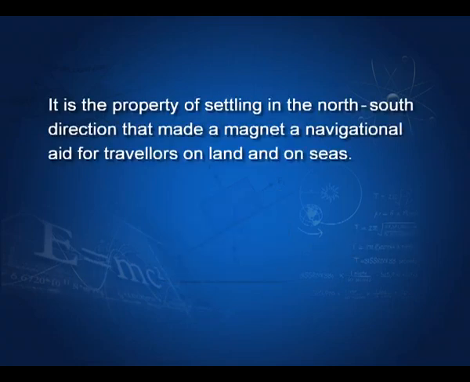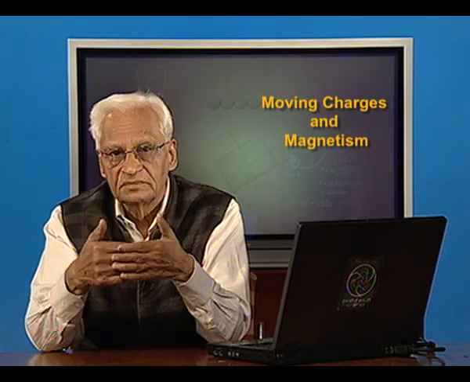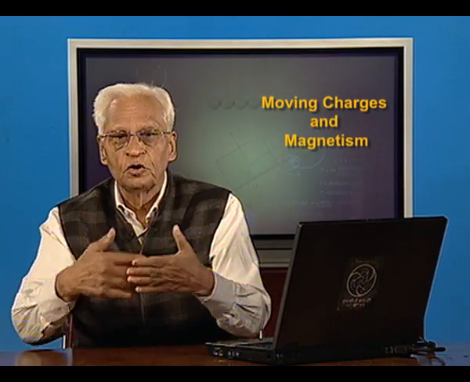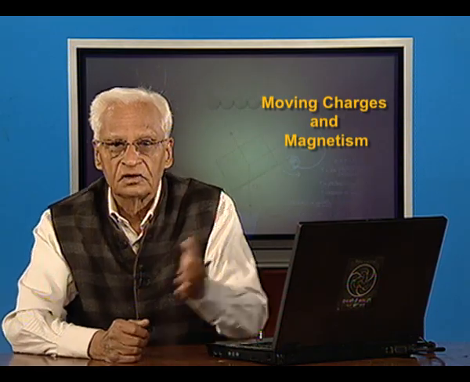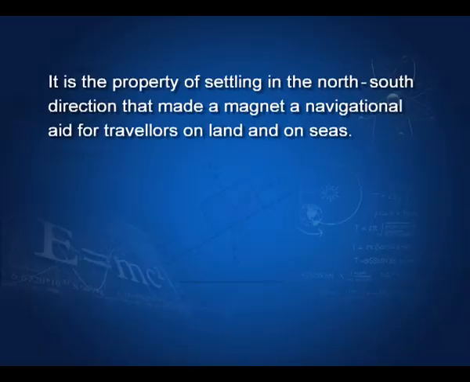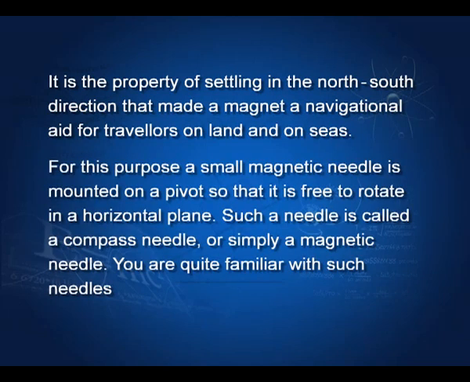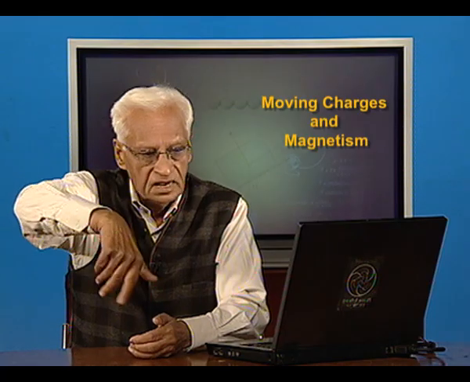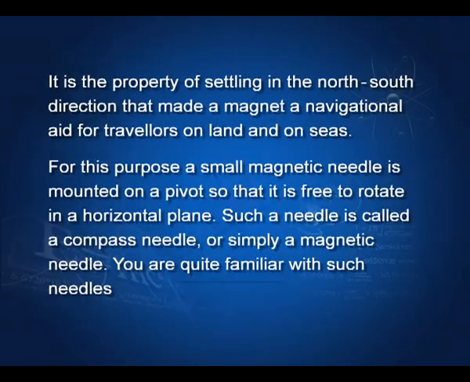It is this property of settling in the north south direction that made a magnet a navigational aid for travelers on land and on sea. You see, in ancient times, you could find your way, you could find your direction with the help of magnets. That is why they were called navigational aids. For this purpose, a small magnetic needle is mounted on a pivot so that it can rotate freely in the horizontal plane. Such a needle is called a compass needle, and you must be familiar with these needles.